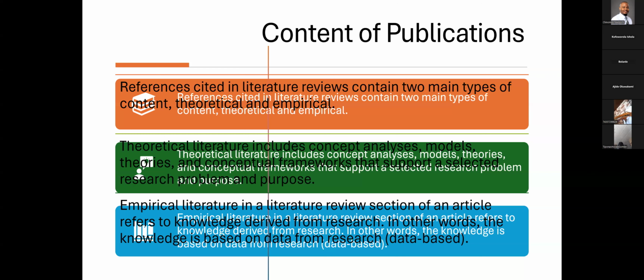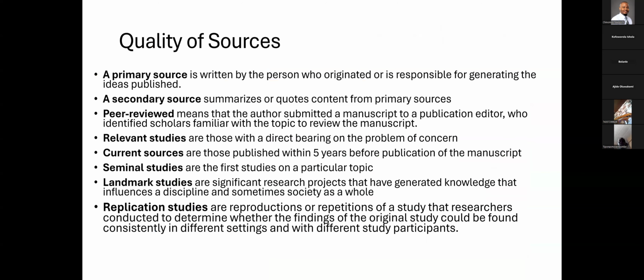And we can find this in journals, on the internet, in books, and also in published studies, such as the thesis and the doctoral dissertation. So these are acceptable sources of content for a literature review. Now, while we have identified the sources of literature review, the next step is to determine the quality of those sources.